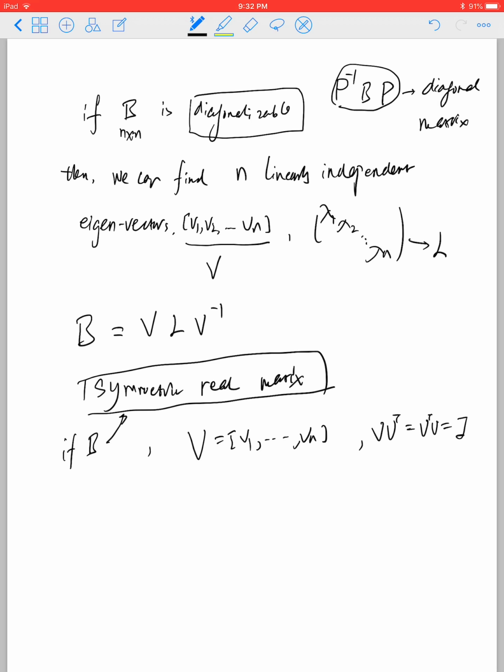This is called diagonalizable. Of course, if B is diagonalizable, then one choice of P would be the matrix that consists of eigenvectors of B, that is V, right? So this is eigendecomposition, and then we introduce a special type of matrix called symmetric real matrix.